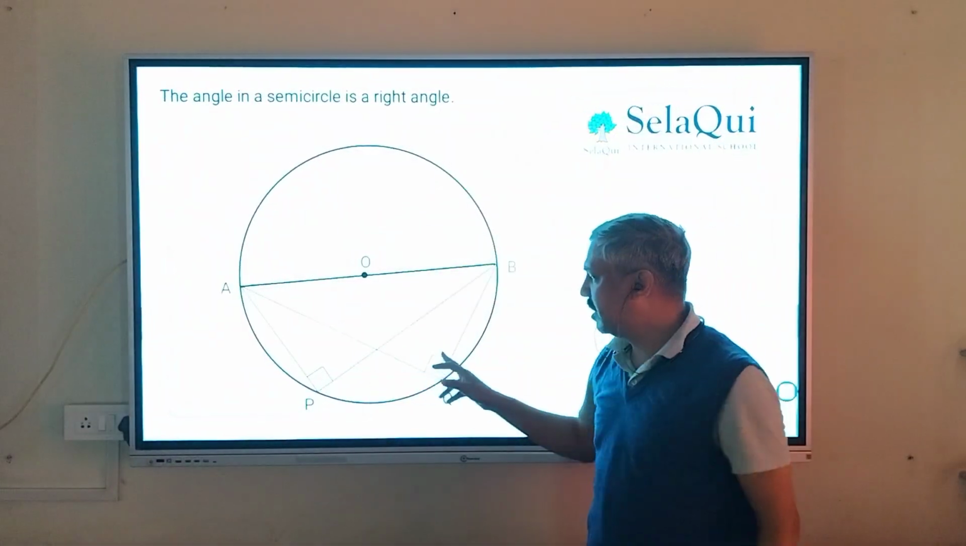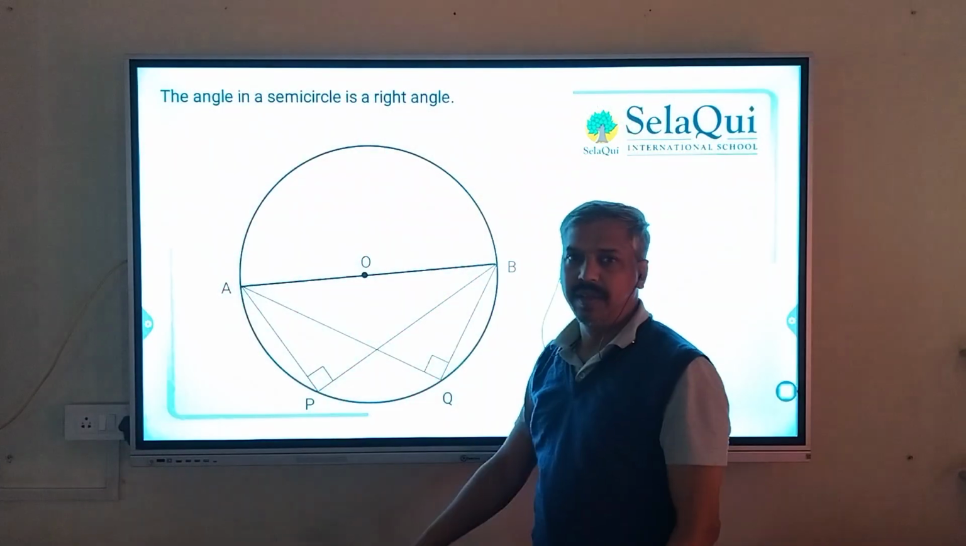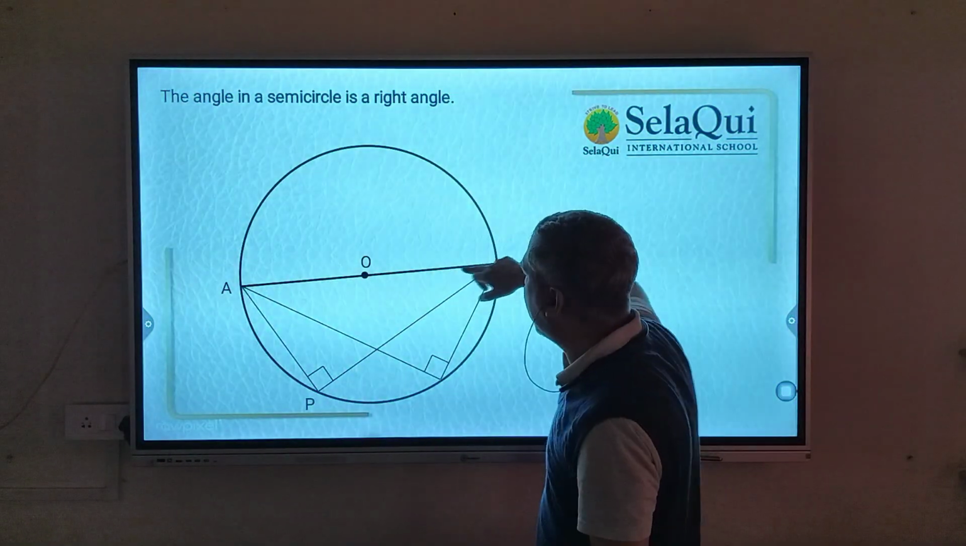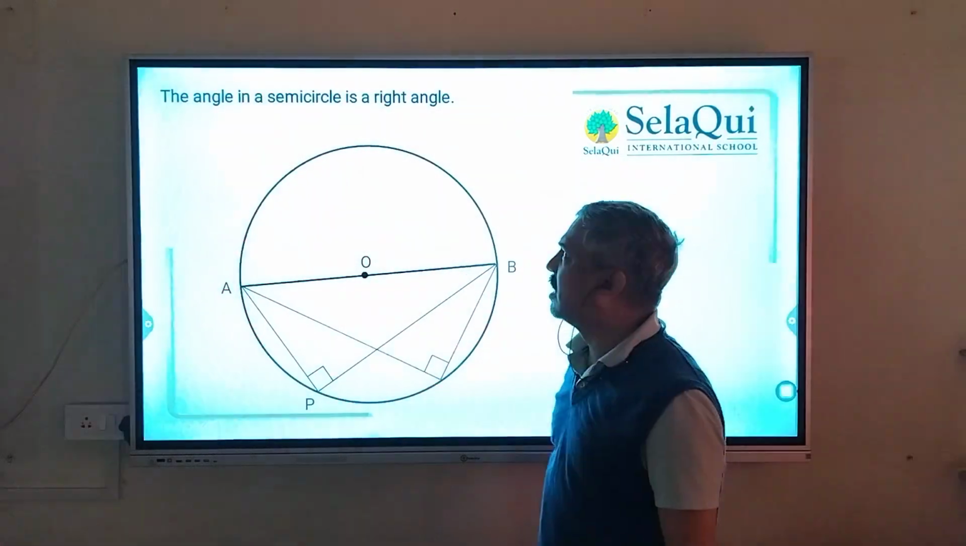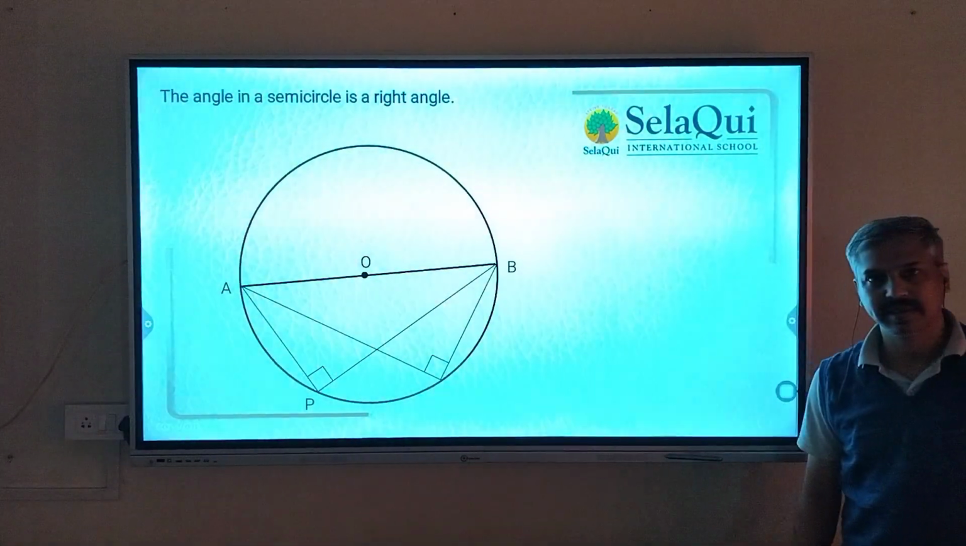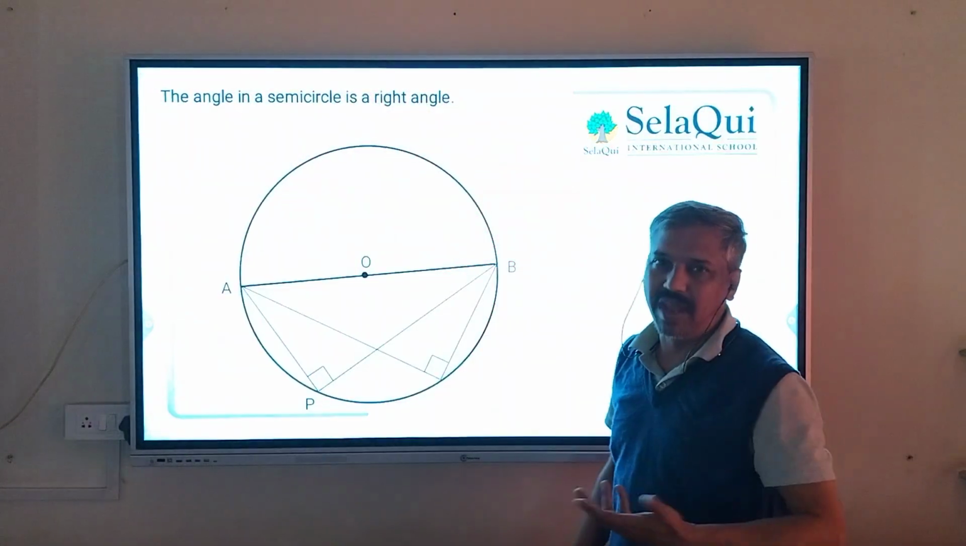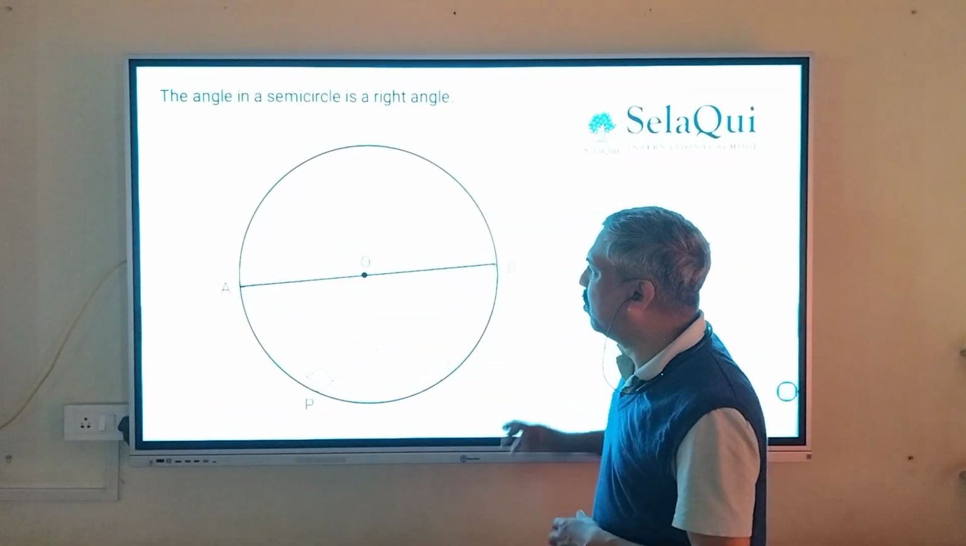And this is 90 degrees, this is 90 degrees. Why? Because the angle inscribed in a semicircle, or angle in a semicircle, is a right angle. It is very easy to prove that if we have to, but then we'll just go on.